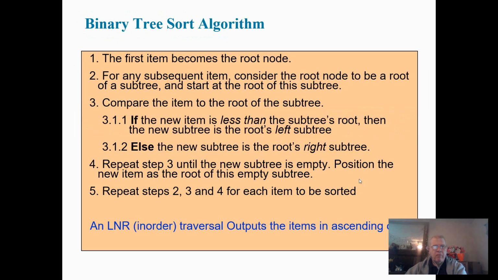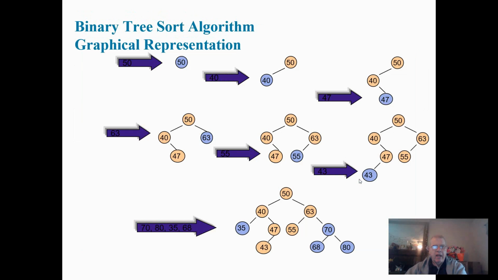So here's the algorithm for binary tree sort, and again we talked about this before, but this is implementing putting in the blue element in each step, and at the end we have what is a sorted tree. Binary search tree is sorted according to the LNR traversal.